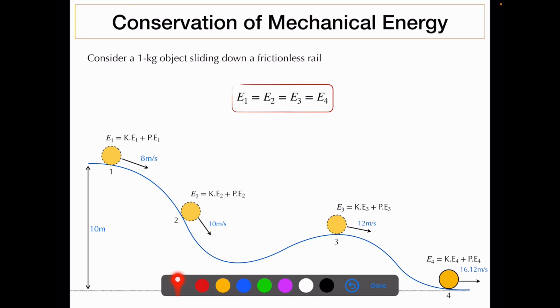This is constant. So if the potential energy is decreasing, the kinetic energy will be increasing. If kinetic energy is decreasing, potential energy will be increasing. So it makes the overall sum of both energies equal to a constant value. So this is actually the conservation of mechanical energy.